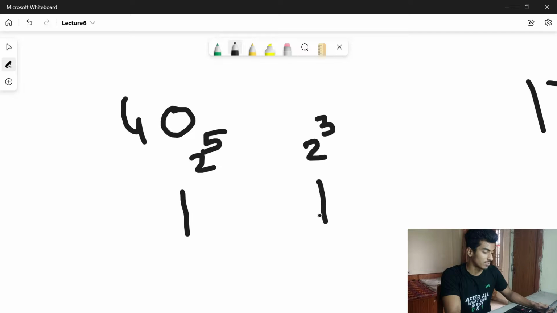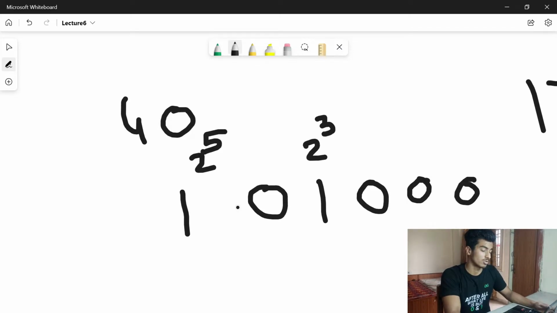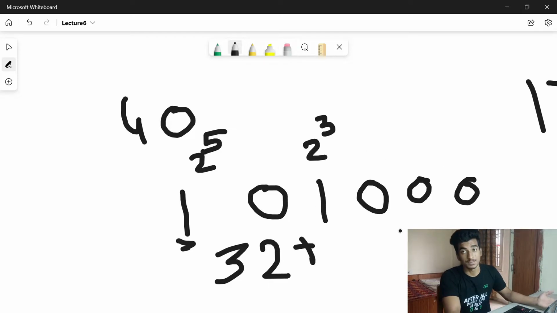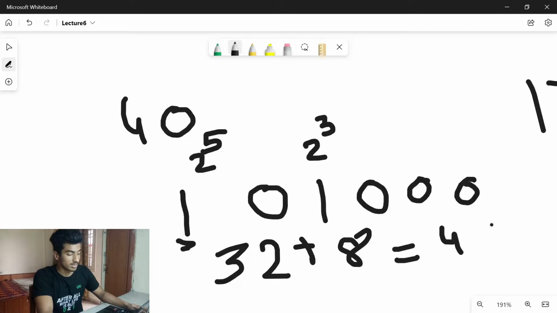2 to the power 3 is 1, 4th one is 0, and 2 is also 0, 1 is also 0, and 0th is also 0. So this is 2 to the power 5, that is 32, and 2 to the power 3, that is 8, and the result is 40. I think this is the fastest way to convert some decimal number into binary form, and you can do it efficiently when you are practicing all this.